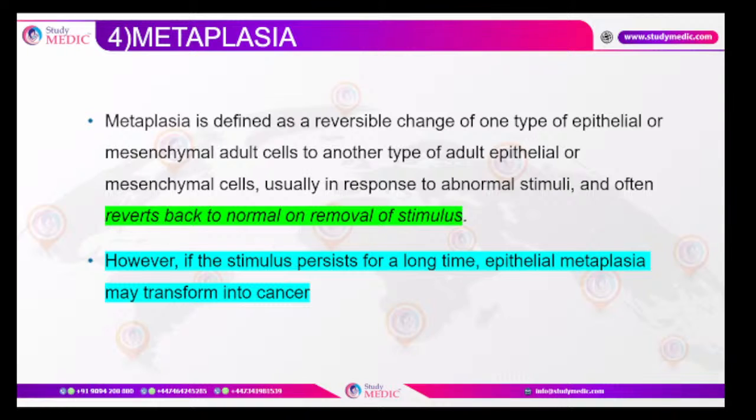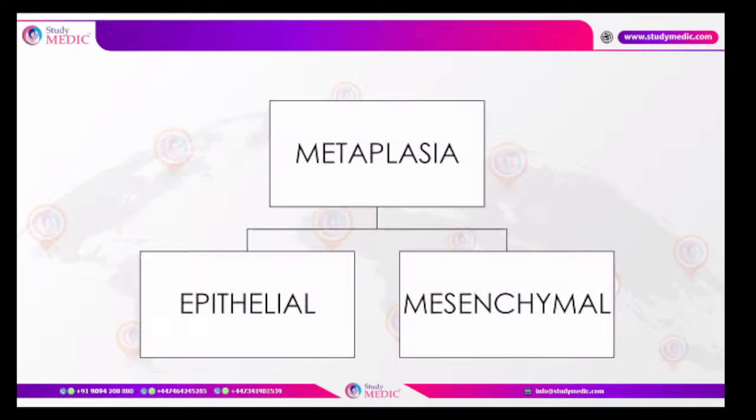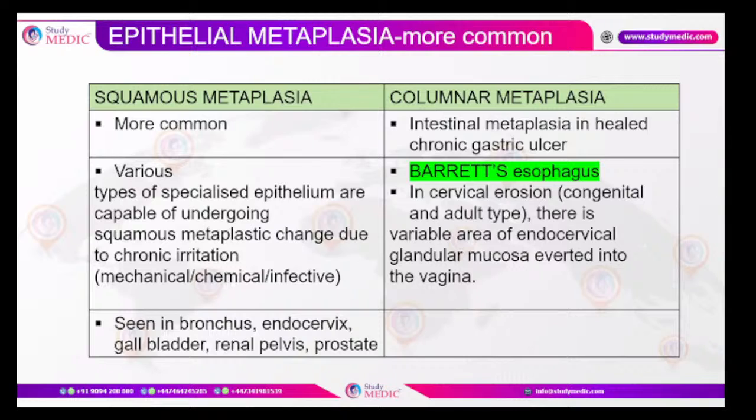As you can see, metaplasia is the reversible change of one type of epithelial or mesenchymal cells into another type of epithelial or mesenchymal cells, which occurs usually in response to an abnormal stimulus. And once you remove the stimulus, usually it comes back to normal. But if the stimulus is persistent for a longer period of time, then there is a possibility that it might turn into a cancer. So it is known to affect both the epithelial tissues as well as the mesenchymal tissues. Let's see a couple of examples.